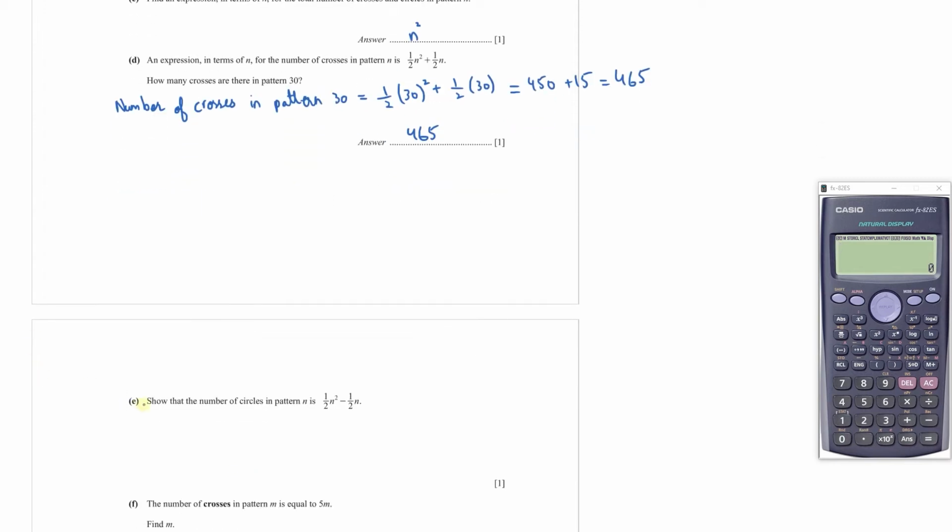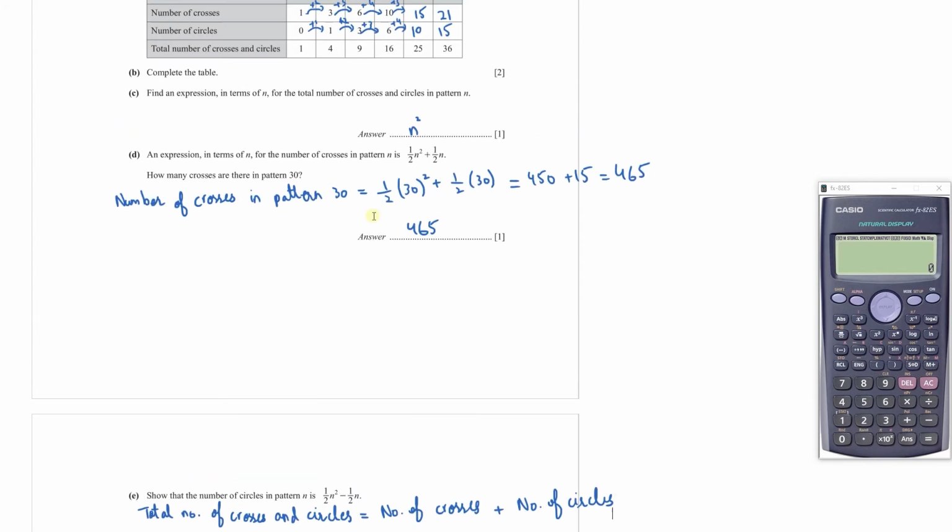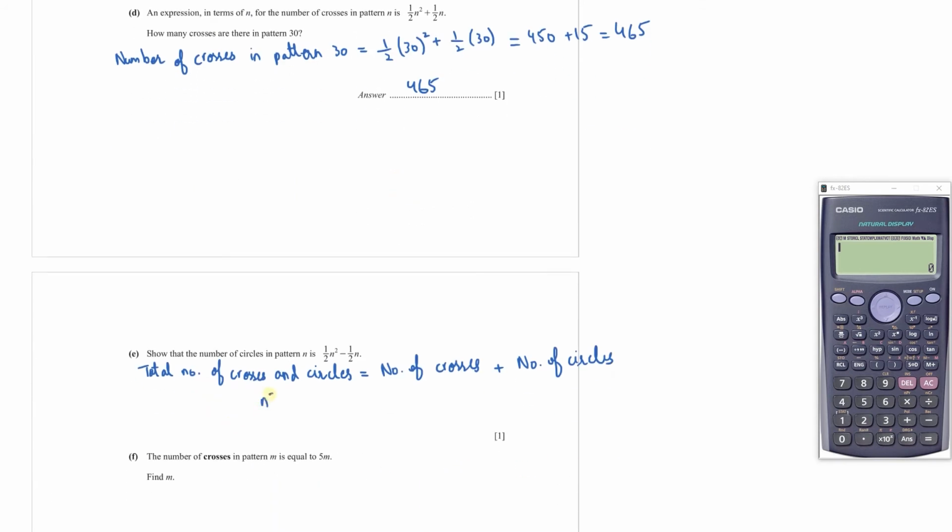So using this equation, total number of crosses and circles equals number of crosses plus number of circles. So total number of crosses and circles is what? n squared. Number of crosses is this, given in the previous part, 1 over 2 n squared plus 1 over 2n, plus number of circles, which is what you need to find. So this is the unknown.